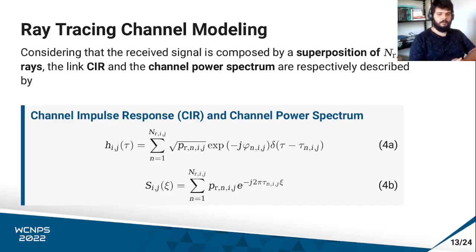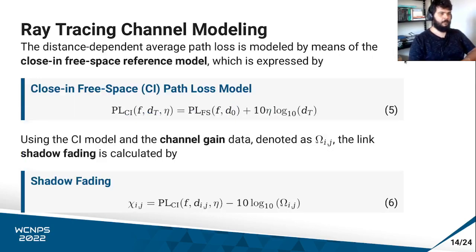The link characteristics are extracted from the channel impulse response. Considering that the received signal is composed by a superposition of multiple rays, the link channel impulse response and the channel power spectrum are described by equations 4a and 4b. The distance-dependent average path loss is modeled by means of the close-in free space reference model, which is expressed by equation 5. Using the close-in free space model in the channel gain data, the link shadow fading is calculated using equation 6.